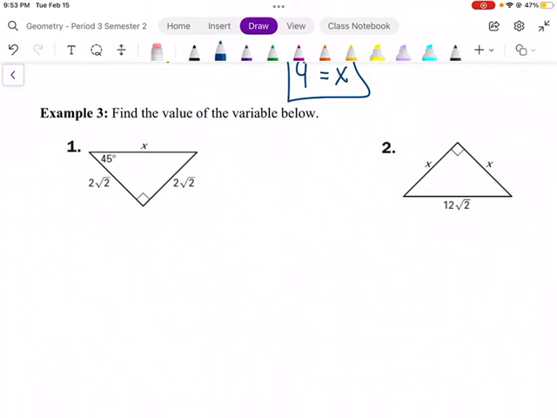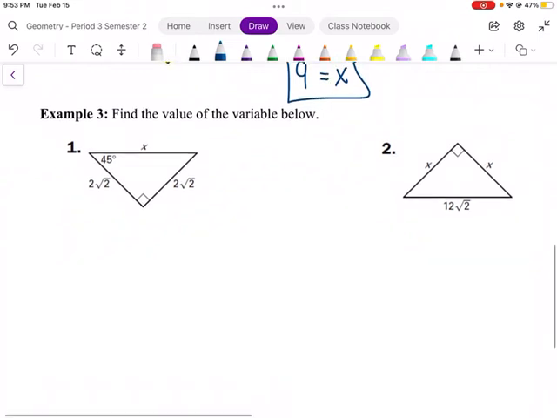All right, so if you want to try these last two on your own, you can go ahead and do that. And then press play once you have your answers to check your work.